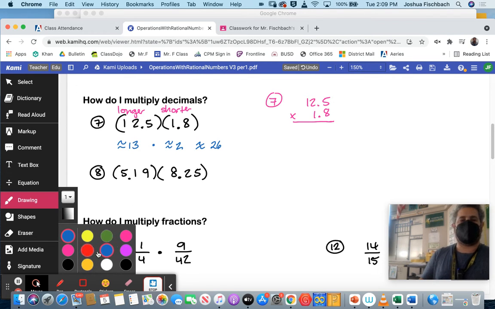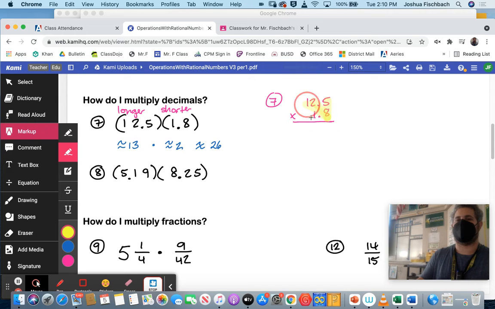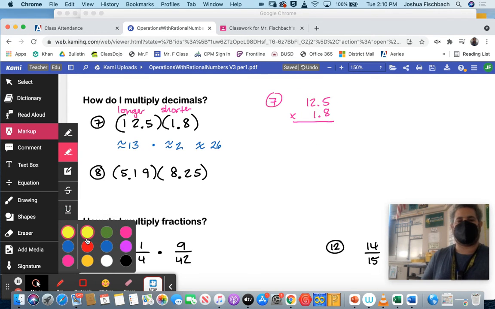When you're multiplying, you're going to do fan multiplication, which basically means that you're going to multiply kind of like this. You're going to say 8 times 5, then you do 8 times 2, then you do 8 times 1. That's kind of fan multiplication. So let's do it and see what happens.